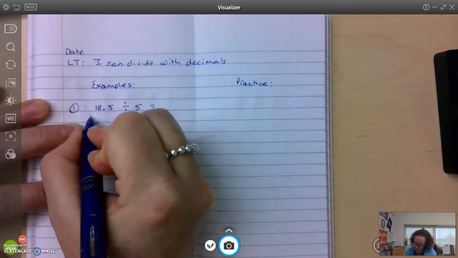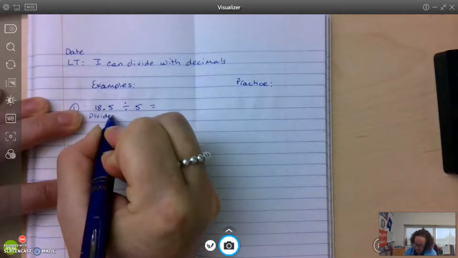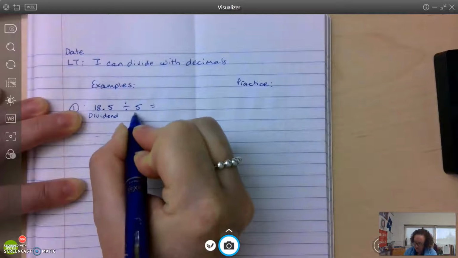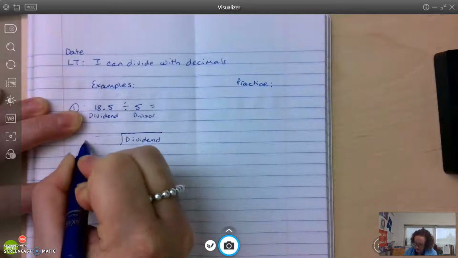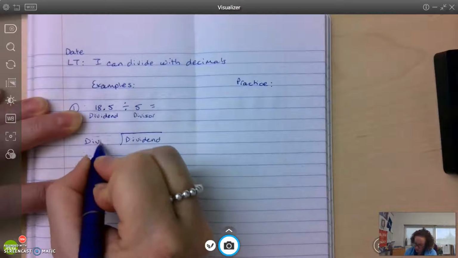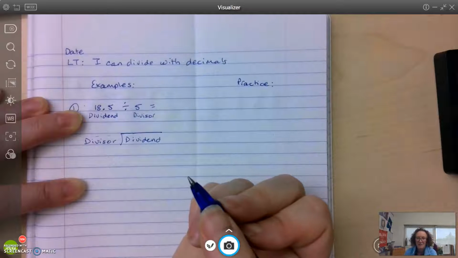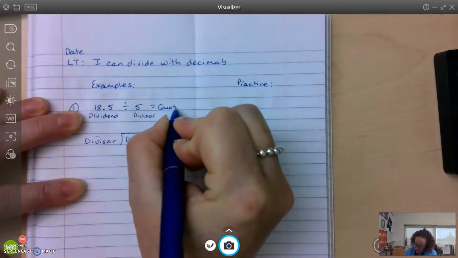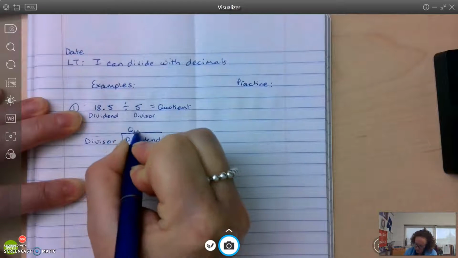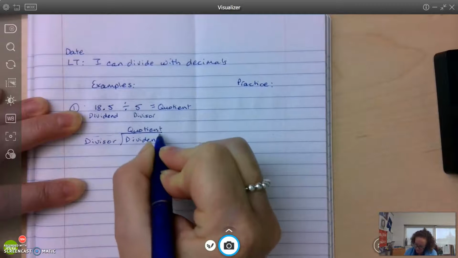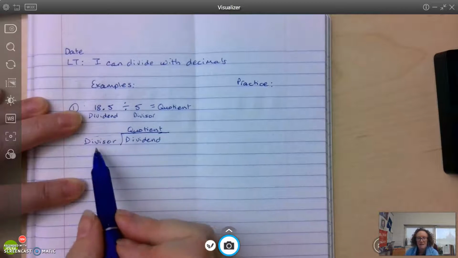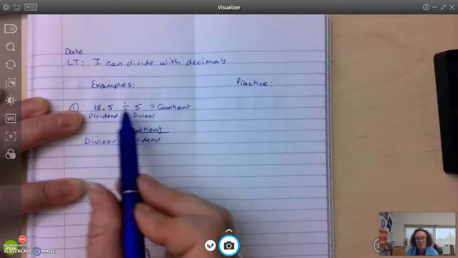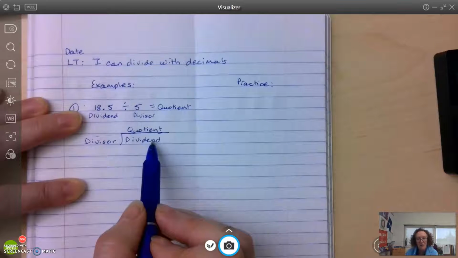So this is called the dividend. And the dividend goes in the house, the first number. And this is called the divisor. And the divisor goes in at the door. The answer to a division problem is called the quotient. So you should be familiar with all of those words. I like to think of it as the divisor is at the door. These were two dogs. The first dog would get into the house.